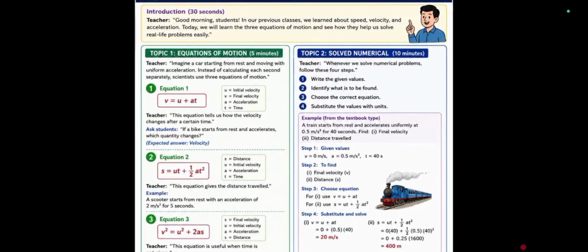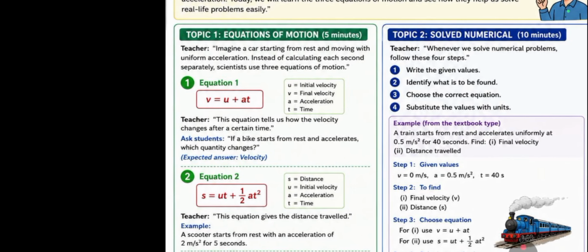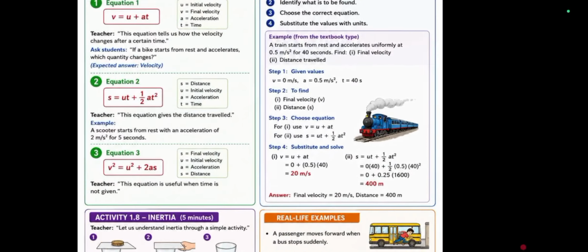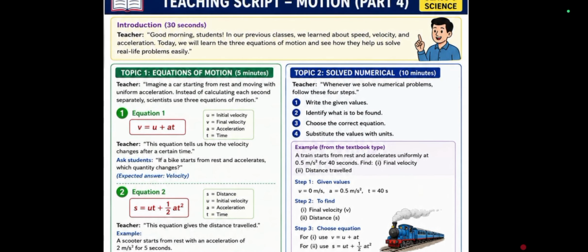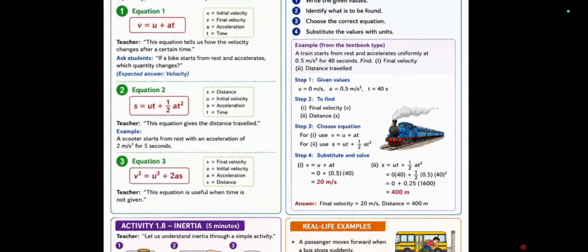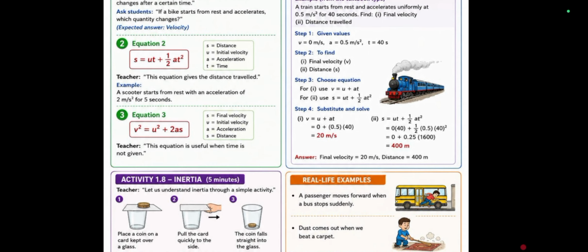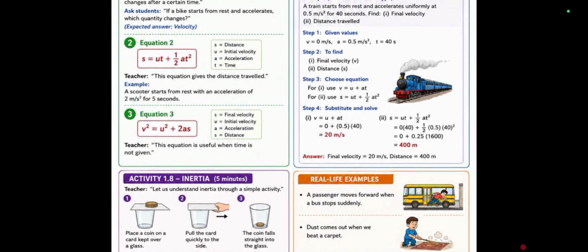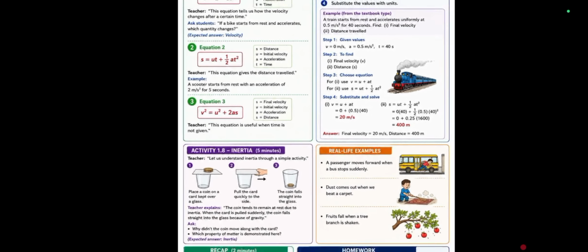Here, today we are discussing some equations of motion and some numerical problems solved, and the first law of motion, inertia, activity 1.8 inertia, and we have to discuss some real life examples.